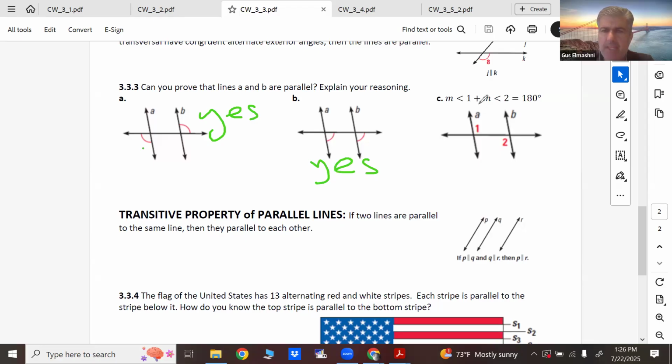If it adds up to 180, I mean they're both 90, that's fine. But if that were 80 and that were like 100, that wouldn't necessarily work. The answer is no. Also, if two lines are parallel to the same line, then those two lines themselves will also be parallel. So if P is parallel to Q, and Q is parallel to R, then P is parallel to R.